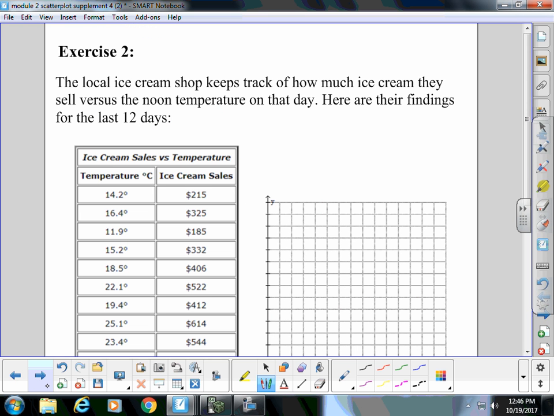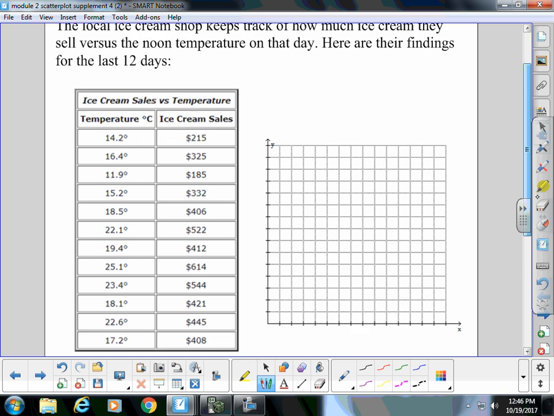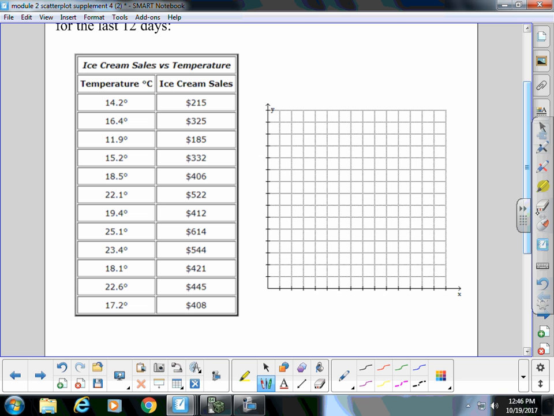Okay, let's go on to the second example here. The second example is about ice cream. It says the local ice cream shop keeps track of how much ice cream they sell versus the noon temperatures on that day. And here are their findings for 12 days. Now these temperatures aren't going to make as much sense to us as we would normally think of, because these temperatures are in Celsius. Okay, so the temperature is going to be the x value. Whatever's first is always x. And the sales are going to be the y value.